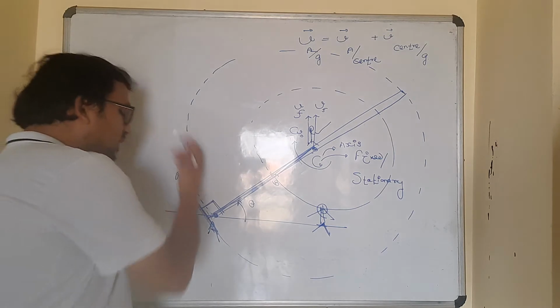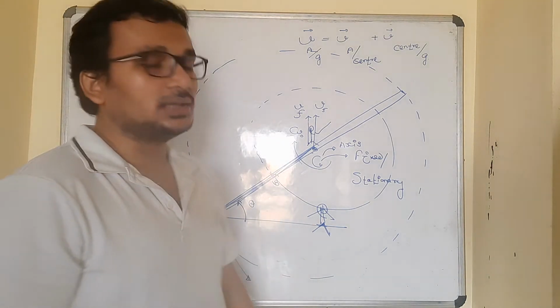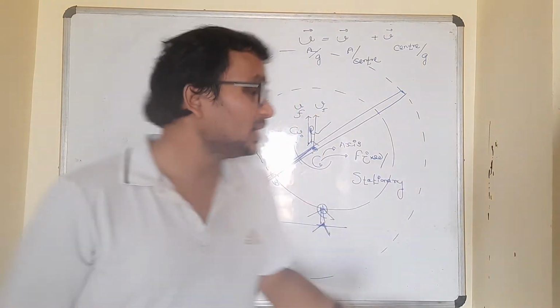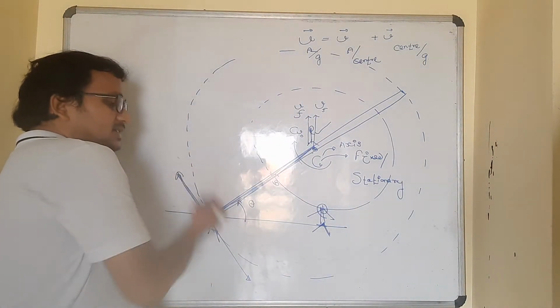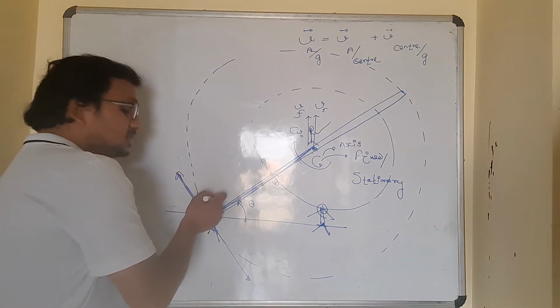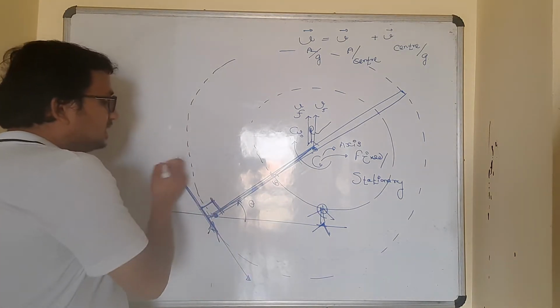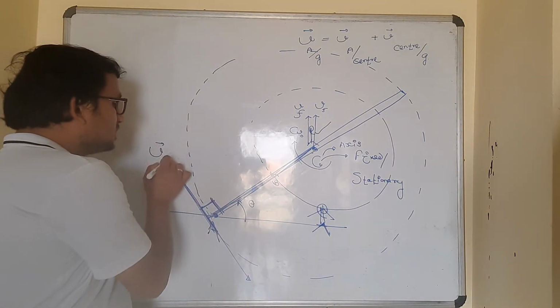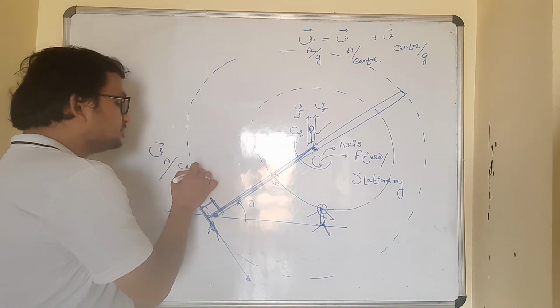Perpendicular could be this way or this way, upwards or downwards, and that will be given by the sense of omega. Omega is clockwise here. That means this point A will be trying to move like this, not like this. So the velocity of point A will be perpendicular to the length of the rod, and the direction will be upwards. This is the velocity of A with respect to the center.